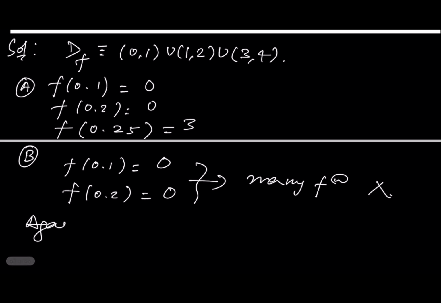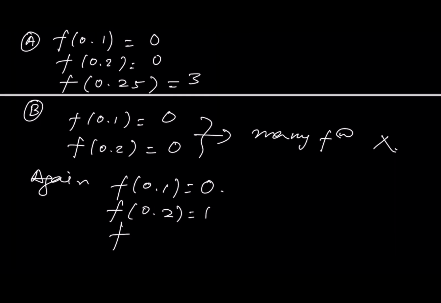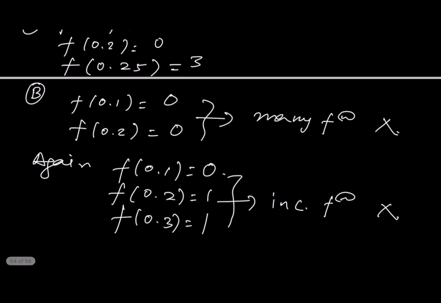Again, if f(0.1) is 0, f(0.2) is 1, and f(0.3) is 1, again it is many-one. It can be increasing, but not strictly increasing, only increasing function. So again it is not our choice.